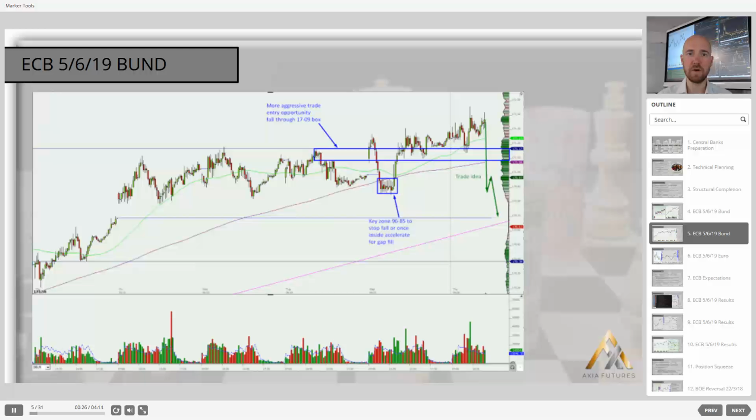The larger box at the top to me indicates a more aggressive type of play, whereby it's a move back below those 17s, and as long as we don't move into that box and back out of it, this potentially sets you up for a move down towards the lower box and ultimately towards the lower blue line, which indicates the gap fill at 170.69s. So that's going to be your first trade. Now, you're going to need a slightly different scenario to play that than you would for the second trade.